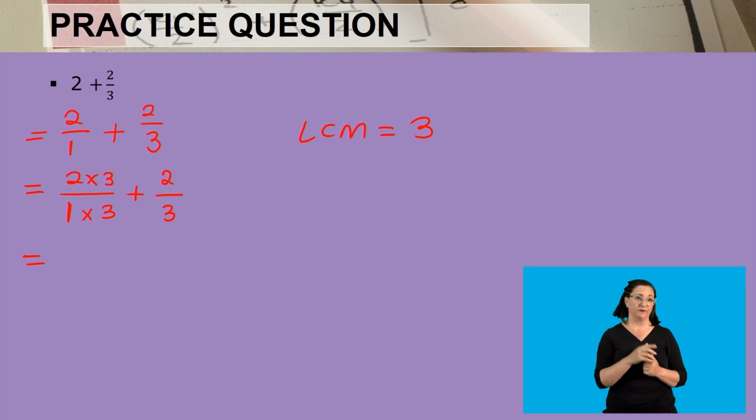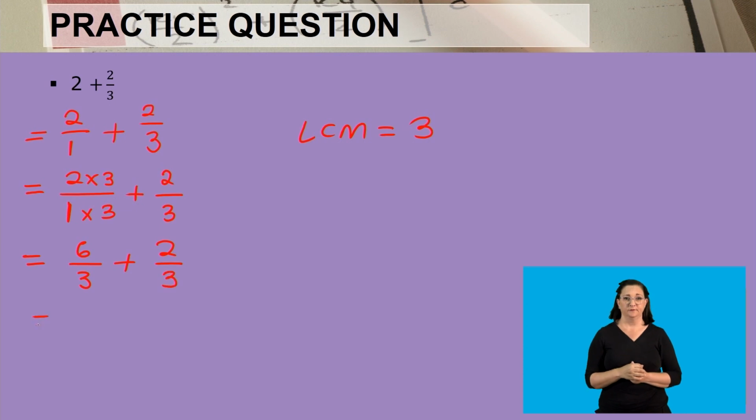So what does that give us? That gives us 6/3, which is equal to 2, and we are adding this to 2/3. So 6/3 plus 2/3, that will give us in total 8/3. There we are again having an improper fraction.